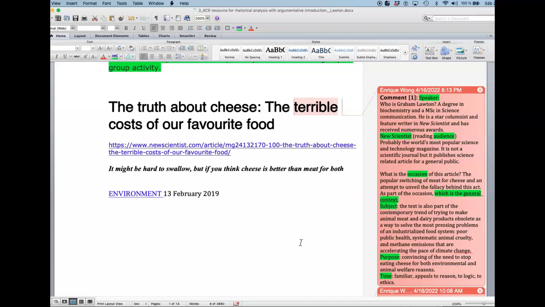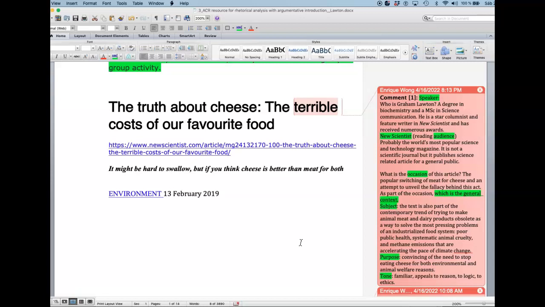So the occasion is part of it, and the subject, the text, is also a part of the contemporary trend of trying to make animal meat and dairy products obsolete as a way to solve the many problems that we have with the industrialized food system, the poor public health, the systematic animal cruelty, and the methane emissions that are accelerating the pace of climate change.